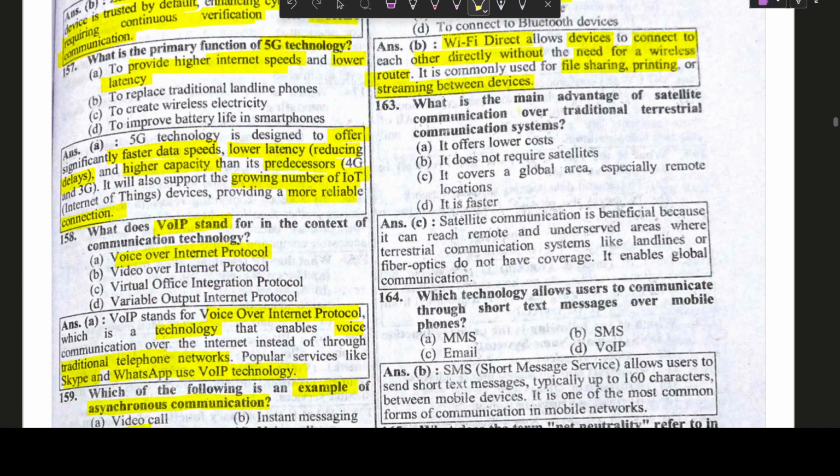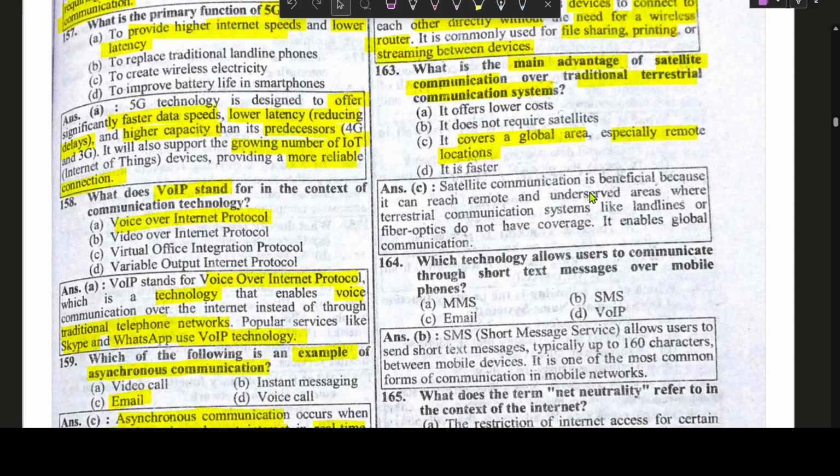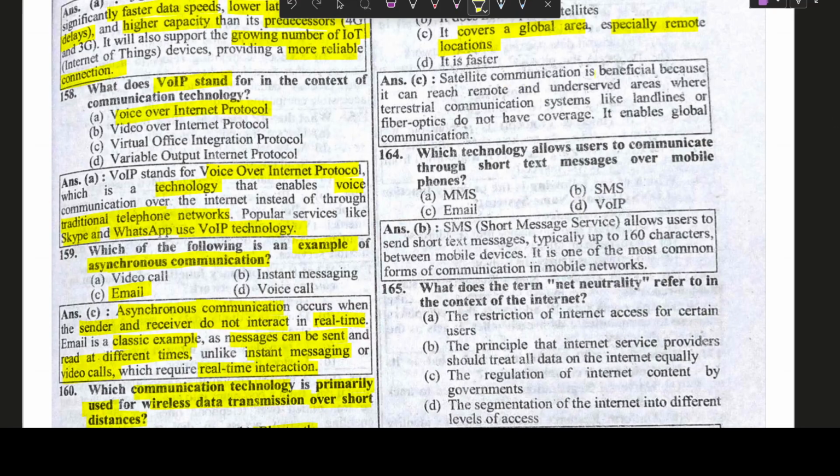So what is the main advantage of satellite communication over traditional communication? It covers the global area, especially remote locations. Satellite communication is beneficial because it reaches remote and underserved areas where traditional communication systems like landline or fiber optics do not have coverage, enabling global communication.